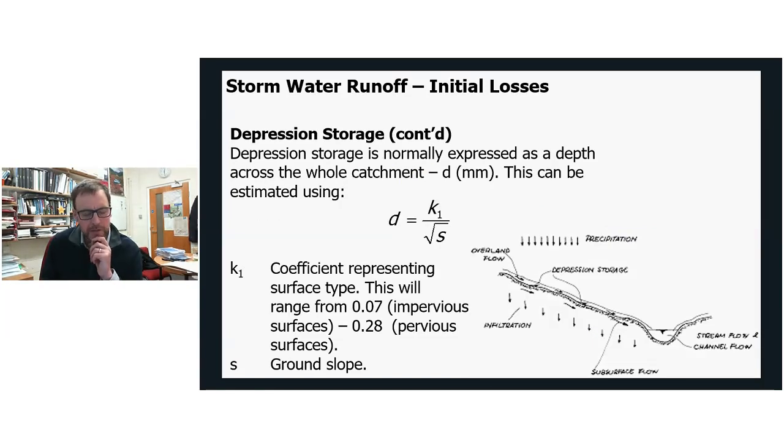So we can estimate depression storage using this equation. So it's a depth of depression storage across the catchment based on K and surface slope. So K is some factor which defines the catchment surface. So it's relatively straightforward.